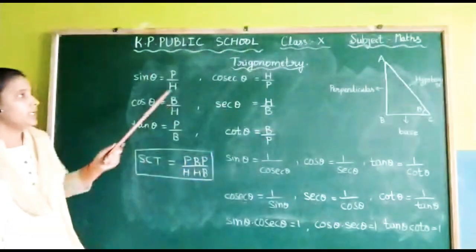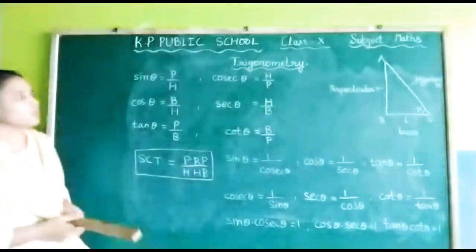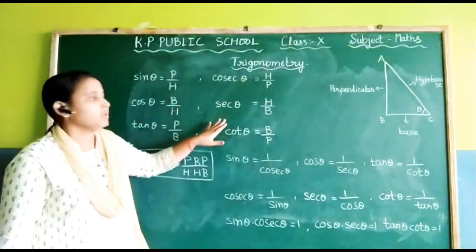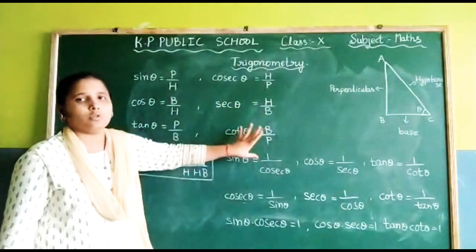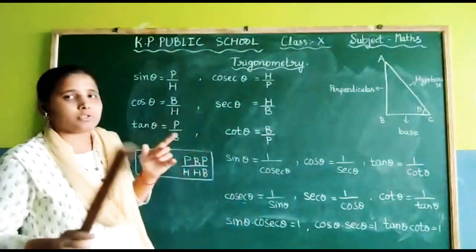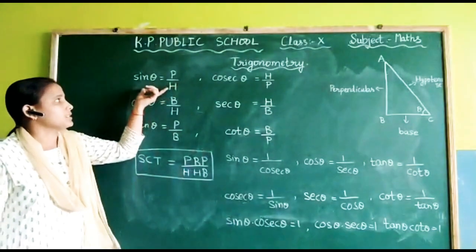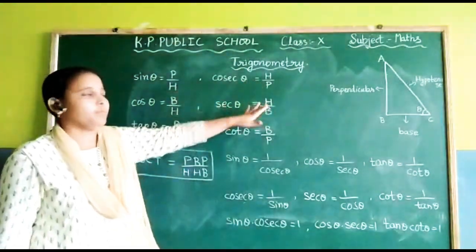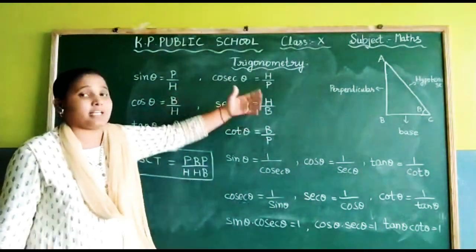Okay. Next 3 ratios are cosec theta, sec theta and cot theta. So here cosec theta is equals to H by P, and here sec theta is equals to H by B, cot theta is equals to B by P. So students, you can see and you can assume also that sin theta is P by H while cosec theta is H by P. Similarly, cos theta is B by H and sec theta is H by B.